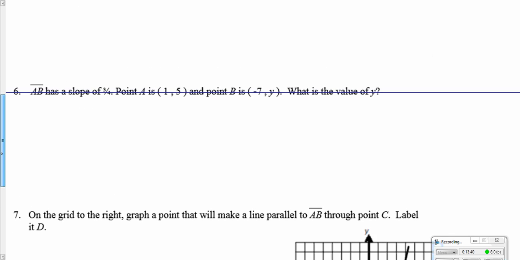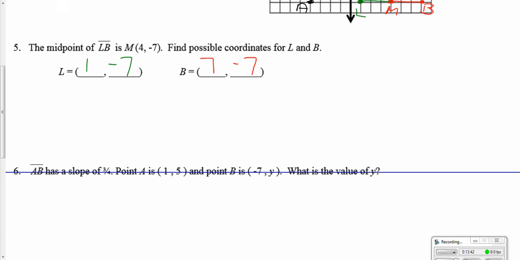Number 6, I'm going to use the graph even though it's not provided. Again, this would be a perfect opportunity for you to ask your teacher for that piece of graph paper. Use it. It will help you a lot. Okay, so I know I have a slope of 3/4, so I'm going to need a positive line of 3/4.